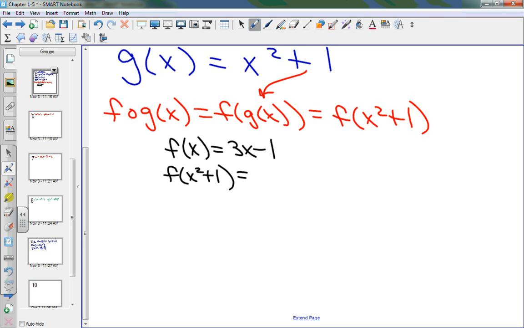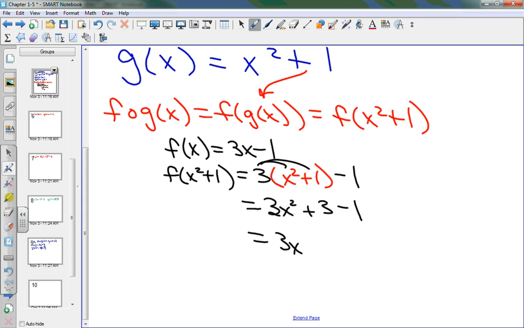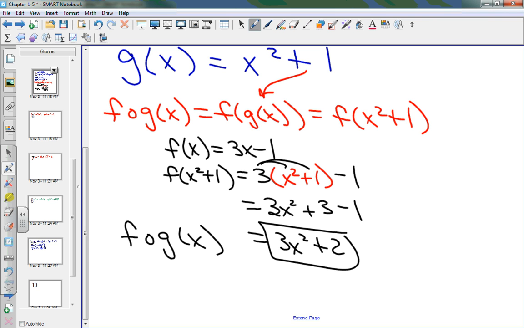So if I replace an x on the left-hand side with x squared plus 1, I have to replace the x on the right-hand side also. So that's going to be 3 parentheses x squared plus 1 minus 1. Do we see I replaced the x on the left-hand side with x squared plus 1, so I have to replace the x on the right-hand side with x squared plus 1. Yay, nay? We good? Not your first rodeo, you've all seen this before. So now, what is 3 times x squared? 3 times 1 is 3 minus 1 gives me a 2. This is f of g of x.